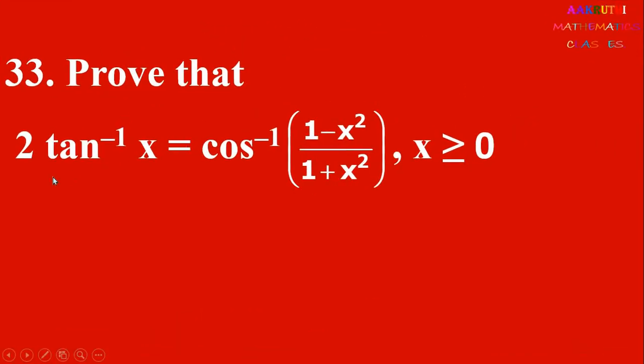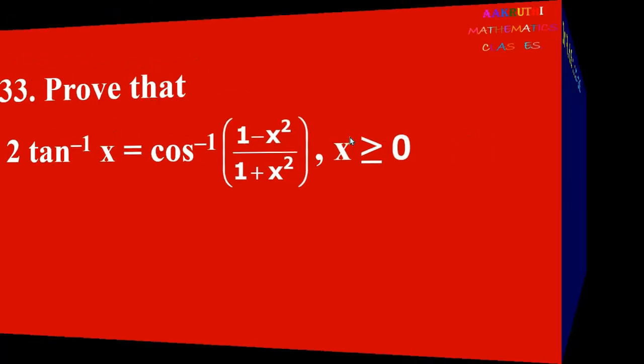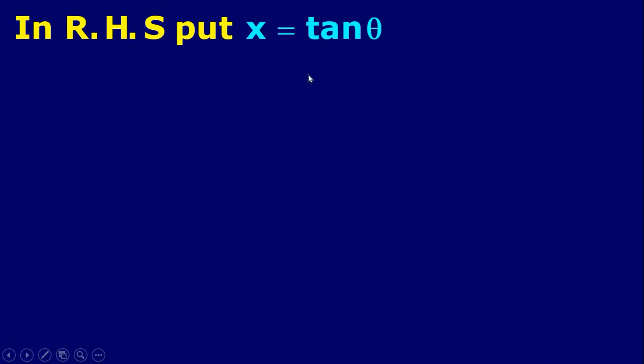Next question, prove that 2 tan inverse x equal to cos inverse 1 minus x square by 1 plus x square when x is greater than or equal to 0. Now here also simplify RHS by substituting x equal to tan theta. We have formula 1 minus tan square theta by 1 plus tan square theta. 1 minus tan square theta by 1 plus tan square theta is cos 2 theta. So substitute x equal to tan theta in RHS. So in RHS, substitute x equal to tan theta, therefore theta equal to tan inverse x.